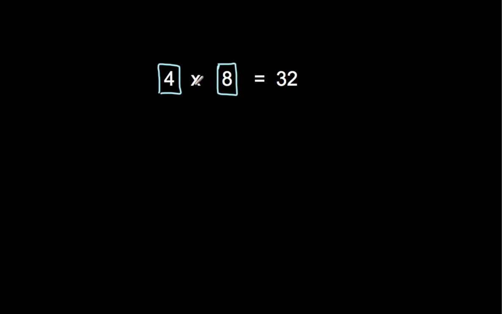The numbers that we use to multiply are actually called factors. A factor is a number that is used to multiply. So we can say that 4 is a factor and 8 is a factor, and they make a product of 32. The answer we get after we multiply is called the product. Both the factors 4 and 8, when multiplied by each other, make a product of 32.